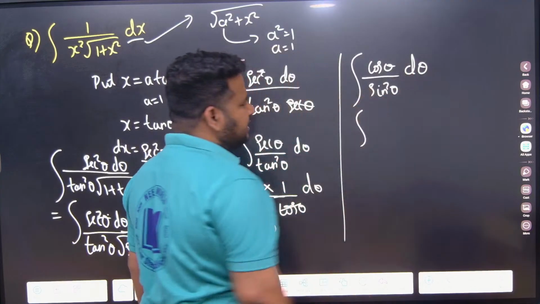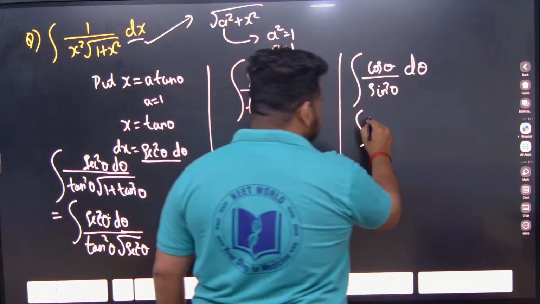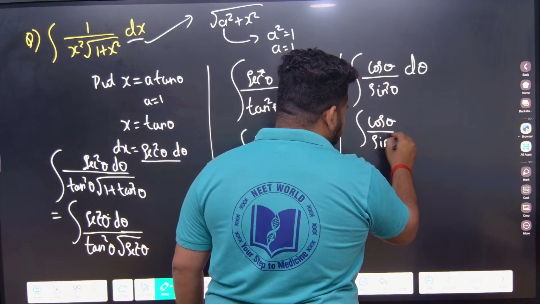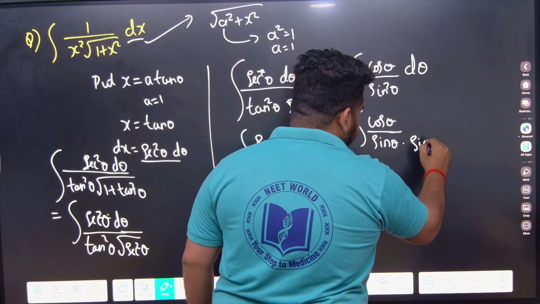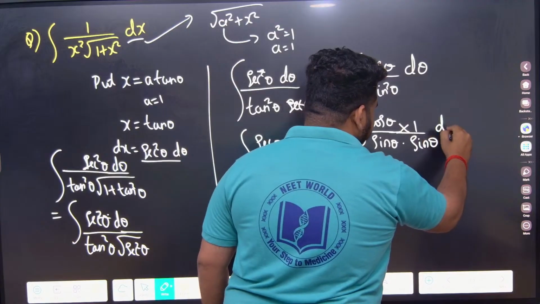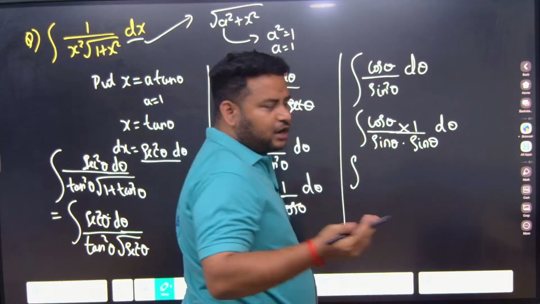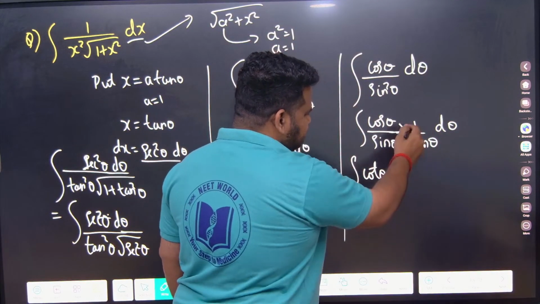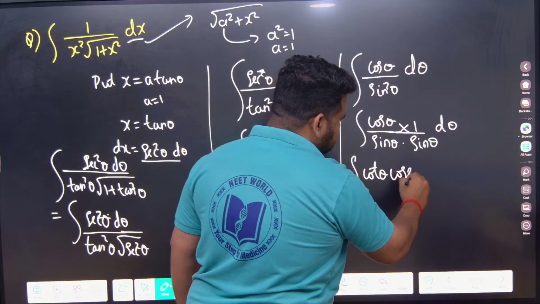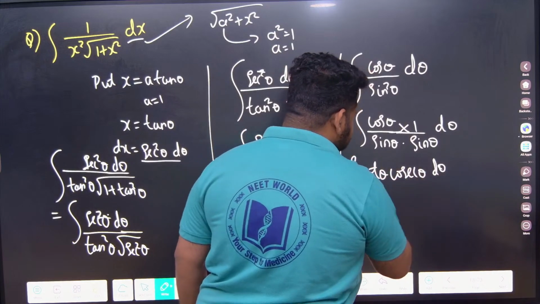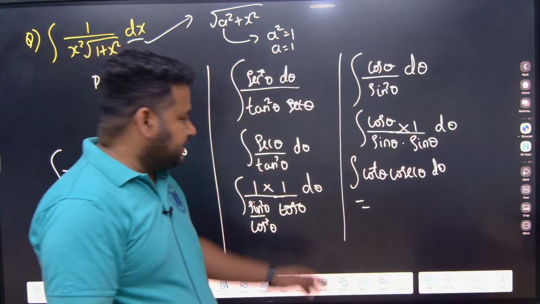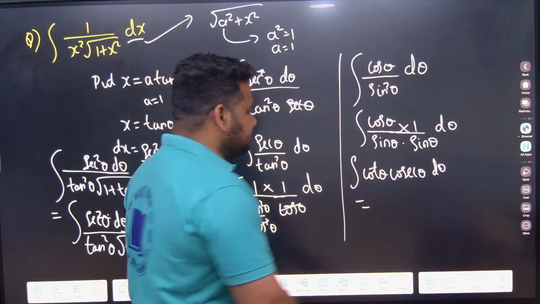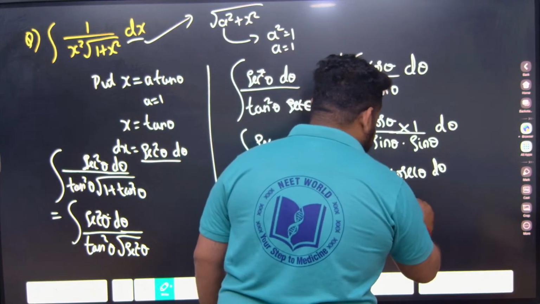Now cos theta by sin square theta, how can we write it? I can write it as cos theta by sin theta, splitting sin square theta as sin theta into sin theta, into 1 by sin theta d theta. Now cos theta by sin theta is nothing but cot theta, and 1 by sin theta is cosec theta. So integral of cot theta into cosecant theta d theta is minus cosec theta plus c.